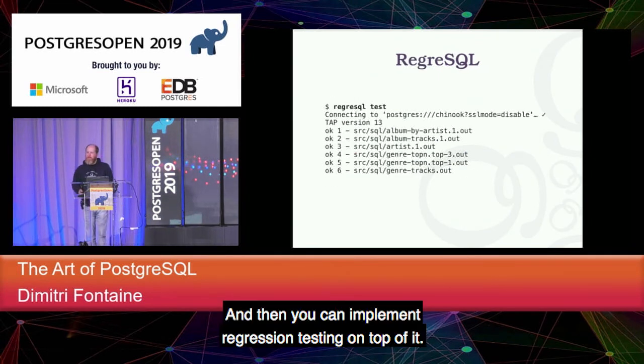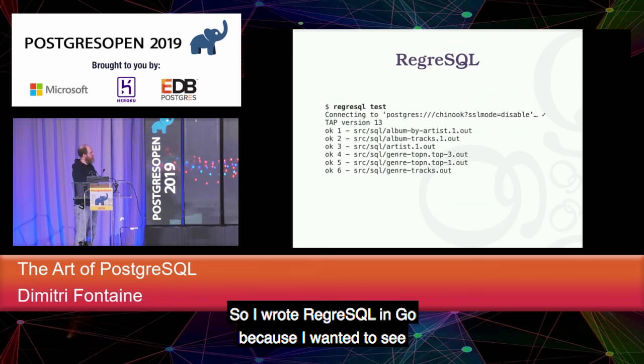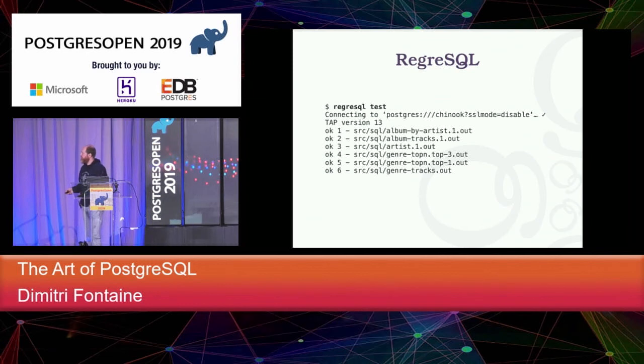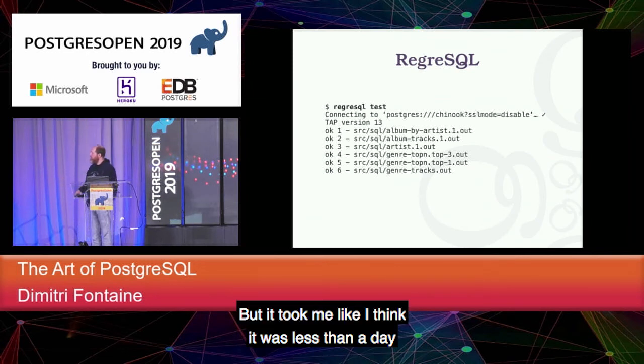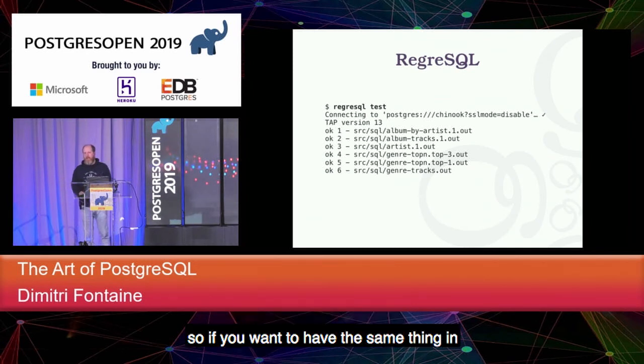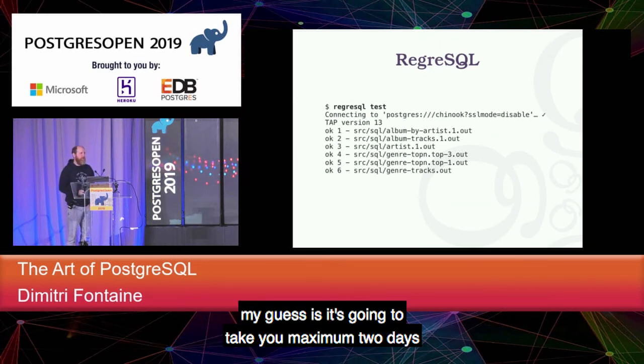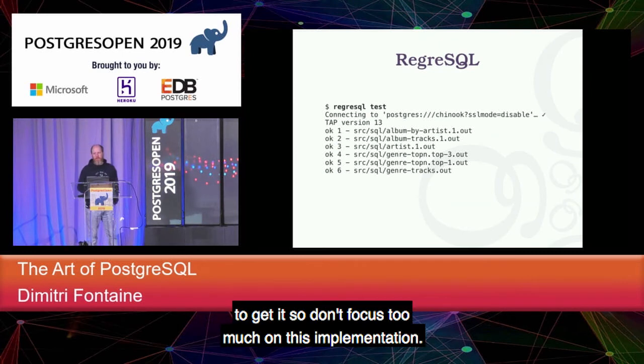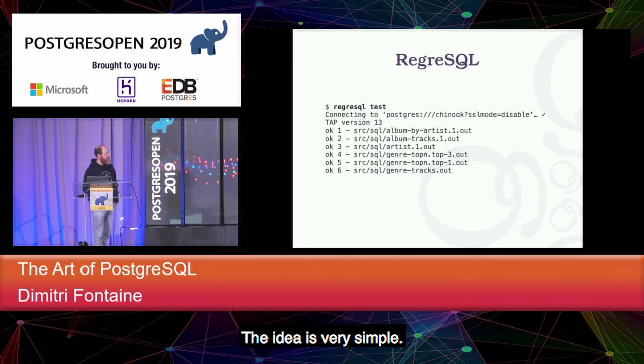And then you can implement regression testing on top of it. So I wrote pgtest in Go because I wanted to see if I liked Go or not. But it took me less than a day. So if you want to have the same thing in Java, Python, Ruby, whatever you're using, my guess is it's going to take you two days maximum. So don't focus too much on this implementation. The idea is very simple.